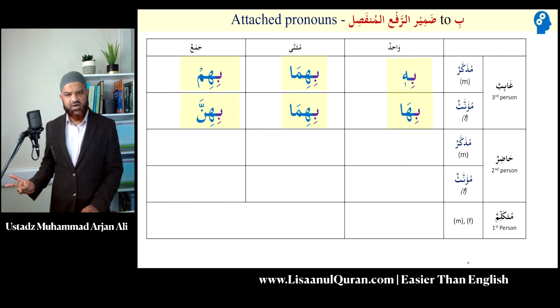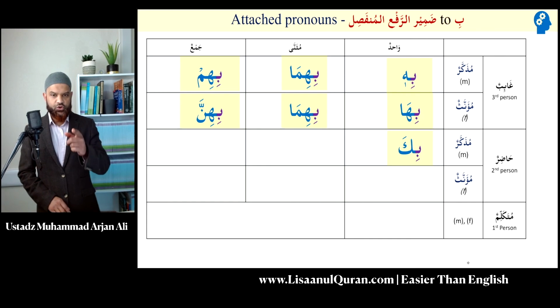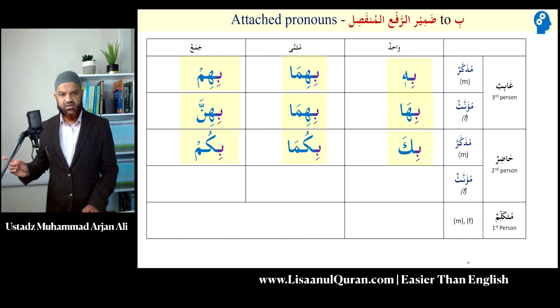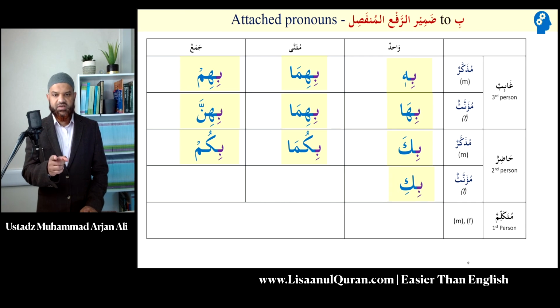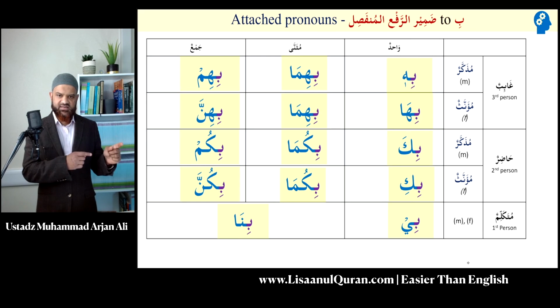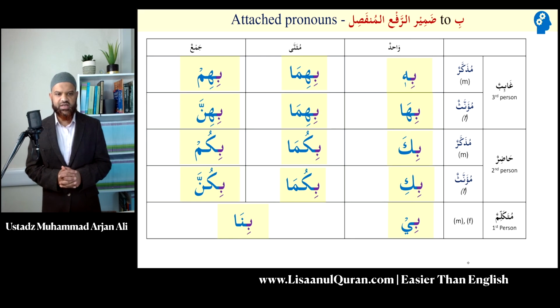Biha, bihima, bihinna. Then we have for you, exactly the same, bika, bikuma, bikum. And then we have the feminine, which is this way, biki, bikuma, bikunna. And then we have the last 2, bi, bina. Again, note the ya demands a kasra, which is already there, so there's no need to change anything here.